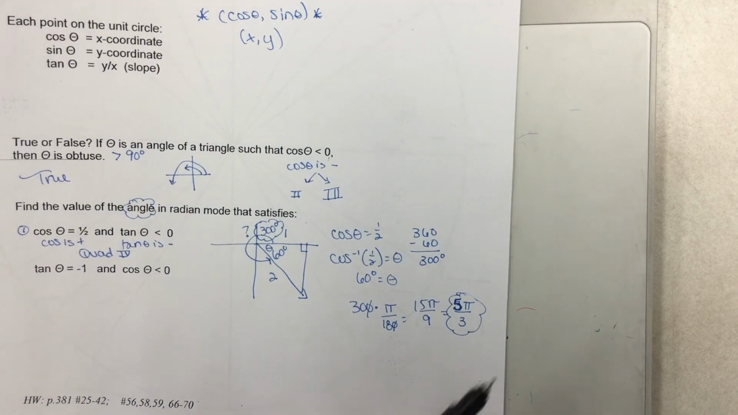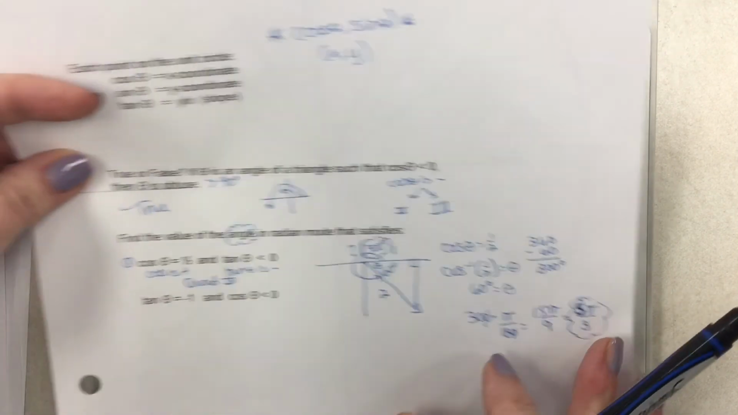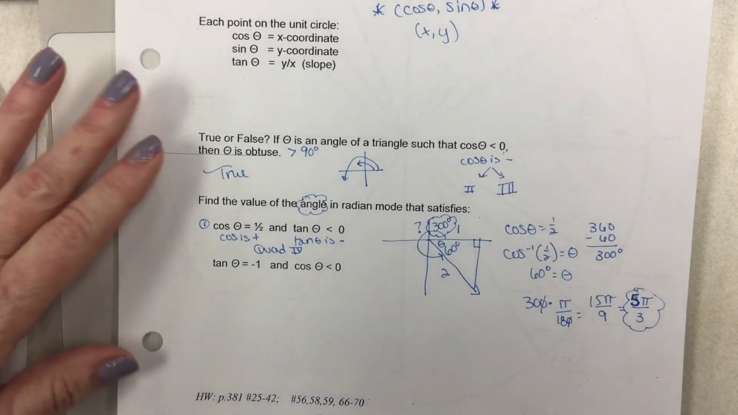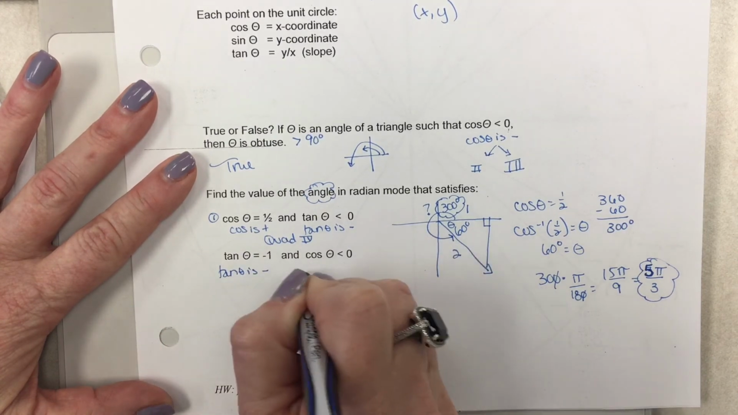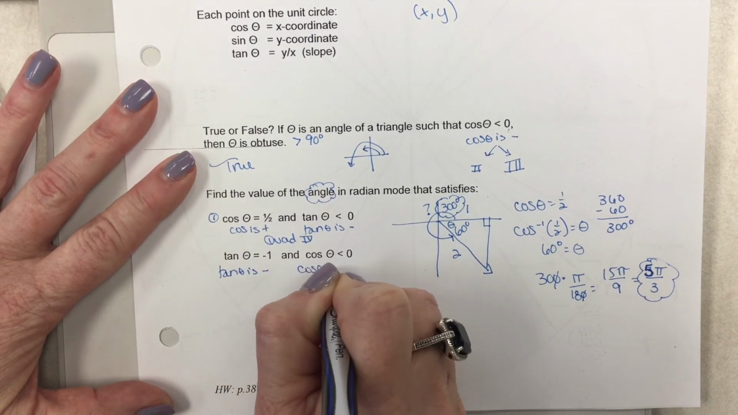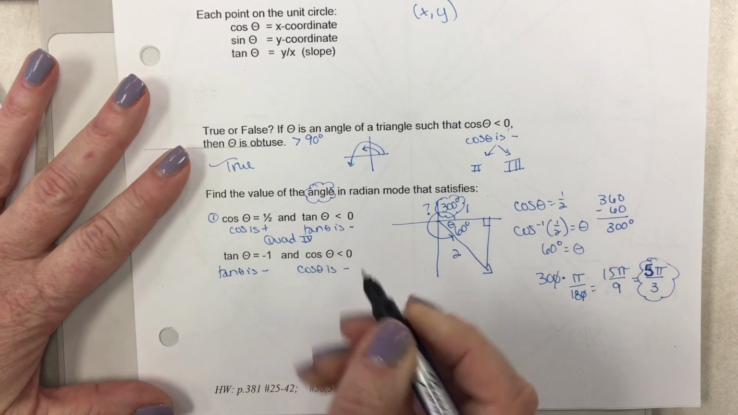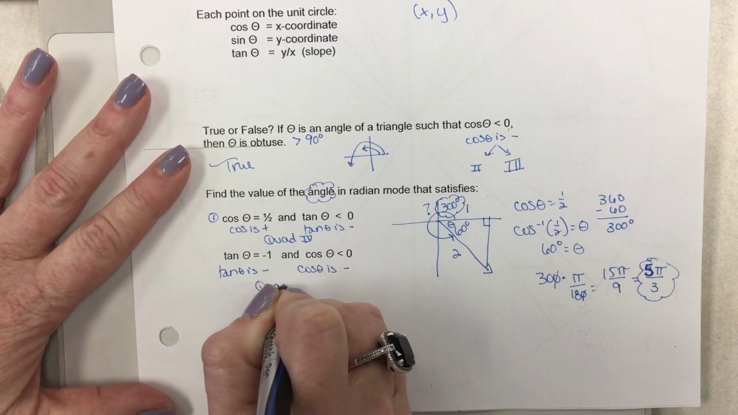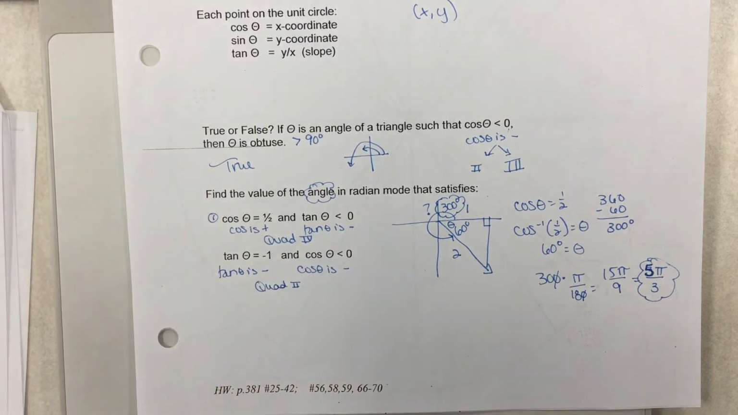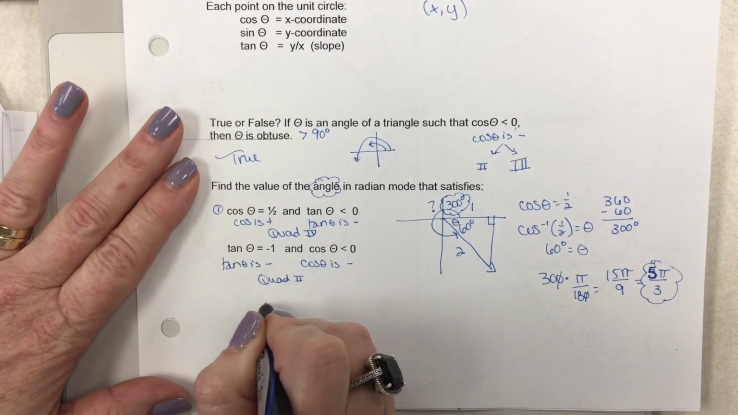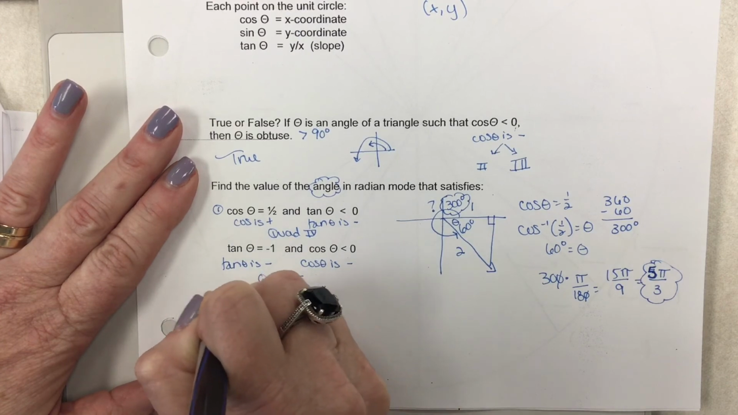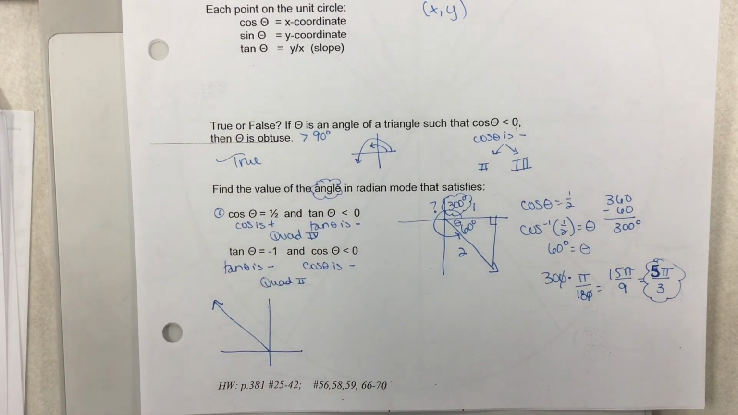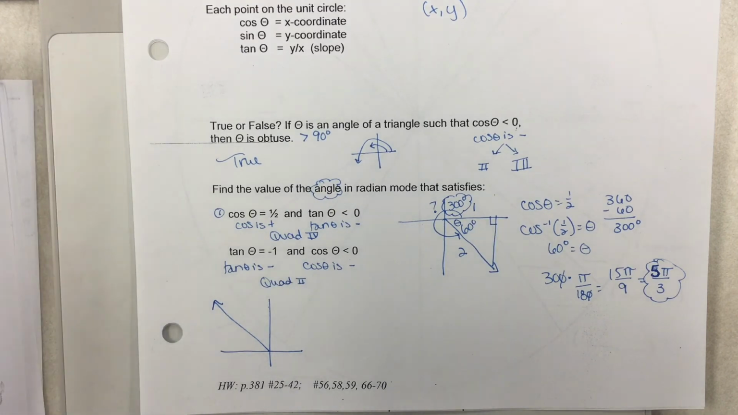Okay, so let's do this last one. Tangent is negative. Cosine is negative. Which quadrant? Second. Tangent negative, cosine negative, so I'm in the 2nd quadrant. The angle in which you draw doesn't matter, or the location, except for being specific that it's in the 2nd.